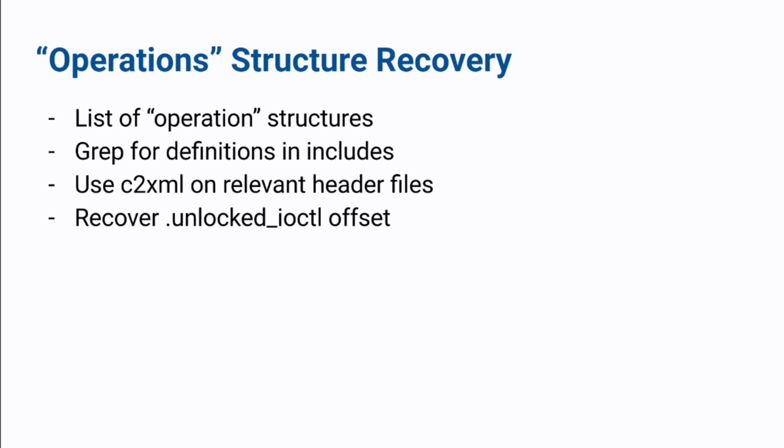Then, where it's defined in the relevant header file, we're going to use C to XML. C to XML is a tool that's part of Sparse. It was actually written by Linus Torvalds, and as the name suggests, it converts C code into XML. The reason we're doing this is because we want to recover the unlocked ioctl field for the structure. We want to be able to say, okay, for this particular kernel, the file operation structure at offset 8 is where the unlocked ioctl field is. Once we find all these offsets, we store them away, and we can start some real analysis.